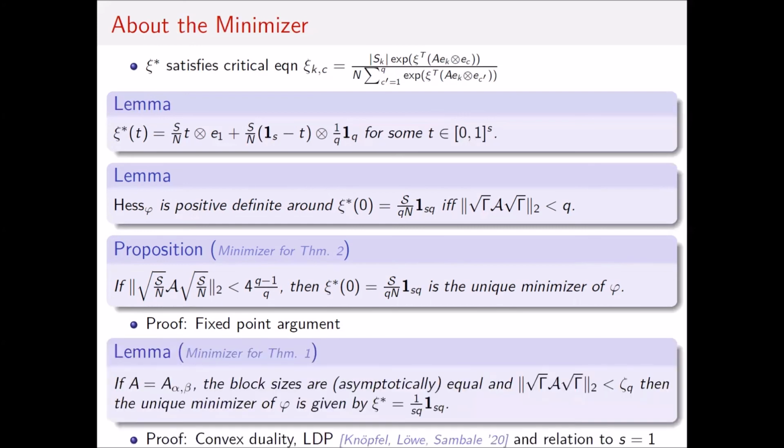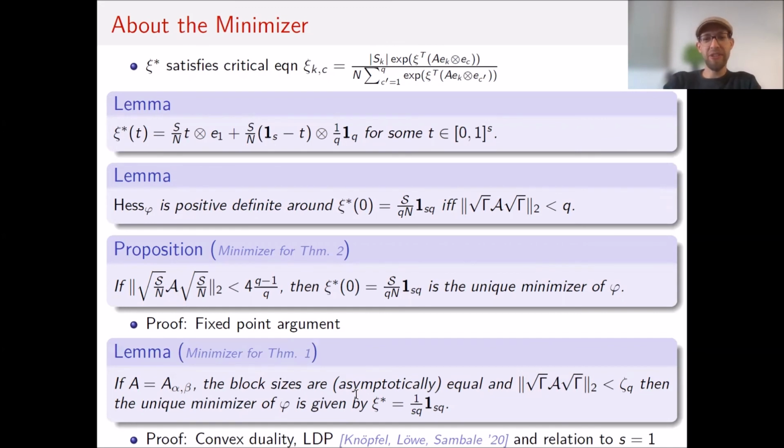And by using convex duality, the large deviation principle by previous work, and the relation to the classical non-block Potts model, S equal to 1, you can also show that under the assumptions of theorem 1, if the spectral norm is smaller than the critical parameter, then the unique minimizer is also given by this uniform vector.